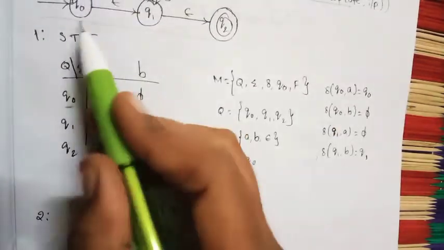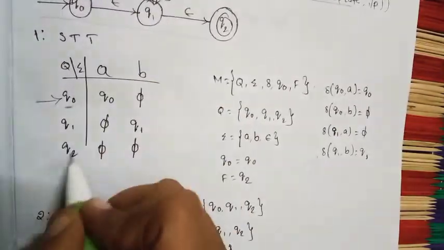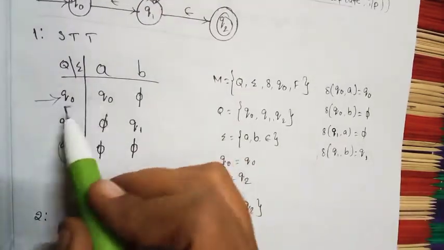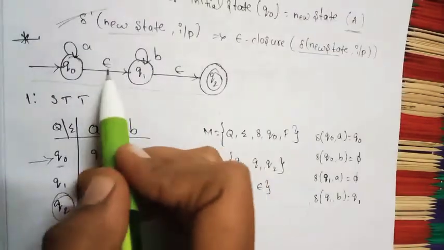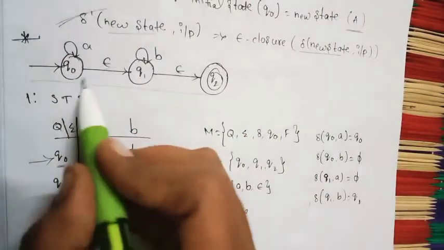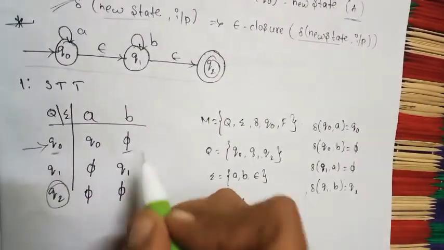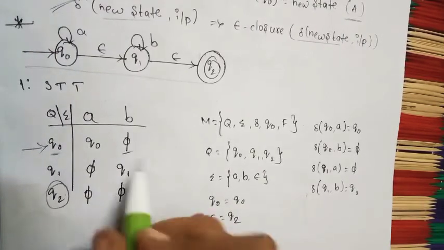Let's see that. First of all, we need to write the states here, and these are the input symbols. Q naught is the first state. It is the initial state also, and Q2 is the final state. Then here, Q naught on A is Q naught, and Q naught on B is phi, guys. We shouldn't write any epsilon here because it doesn't have any B input, so just write phi. Then for the remaining Q1 and Q2, I have done it here. See whether you have any doubts.